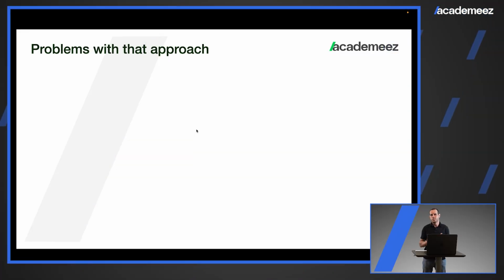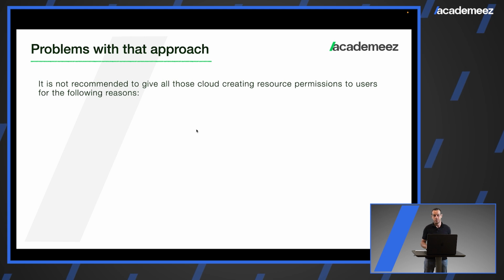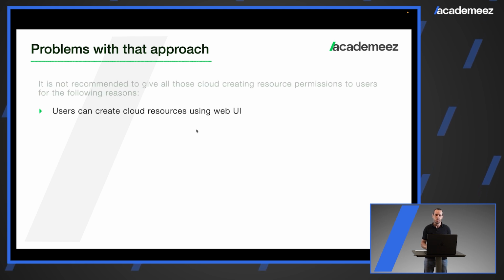So let's talk about the problems with giving too much permission to our developers. It's not recommended to give cloud-creating permissions to our developers. In fact, don't give your developers any permission to create cloud resources. The biggest benefit of doing so is that if those users don't have permission to create any cloud resources, they will go to the web UI and they cannot make any changes to infrastructure there. They simply do not have the permission. This forces them to use the infrastructure as code project to make cloud infrastructure changes.